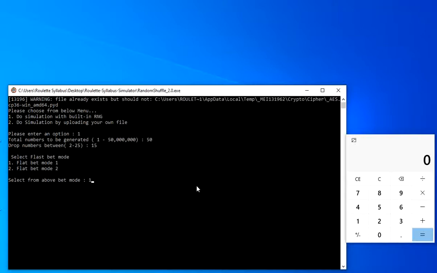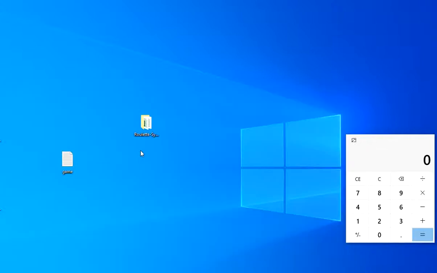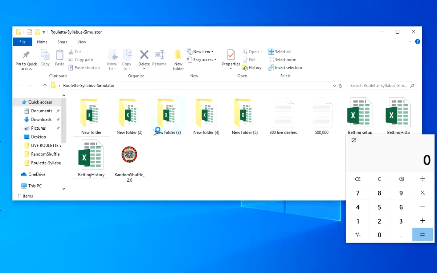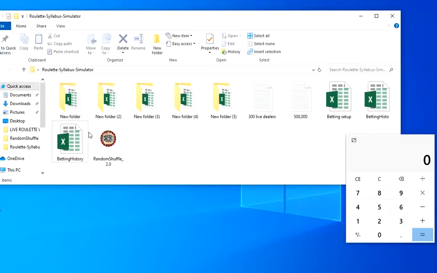Let's use flat bet 1. All right, the same setup, 50 spins, drop down numbers 15, betting mode is flat bet 1. So let me run. Done. I'm supposed to see the betting history here. It's supposed to be this one. Let me see. Okay, it should be this one. Let me open and see.